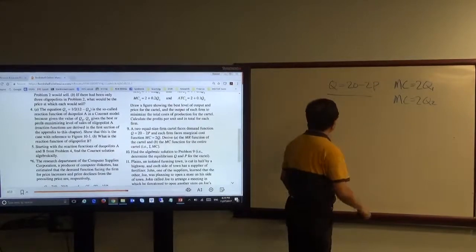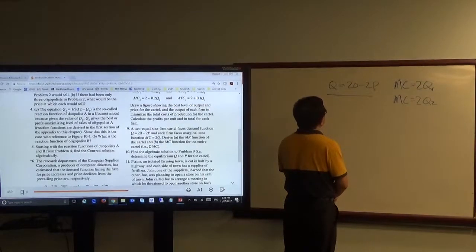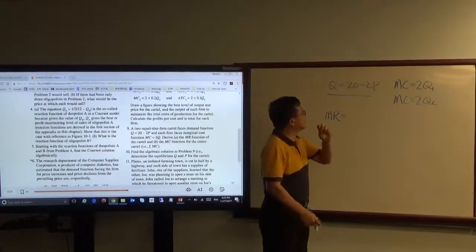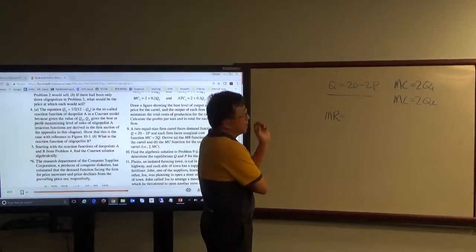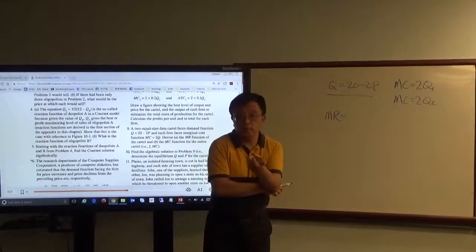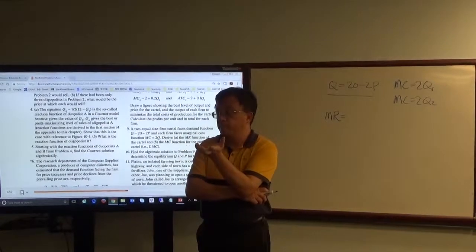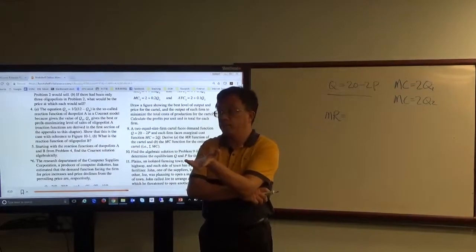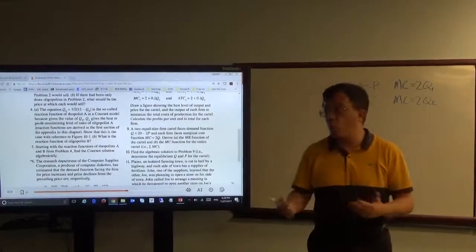There are two different approaches. We need to find the total revenue. Any idea how? Marginal revenue is the additional revenue if you produce one more unit. So if we can find the total revenue, we take a derivative and we can find the marginal revenue. But the key is how to find the total revenue and express everything in quantity.